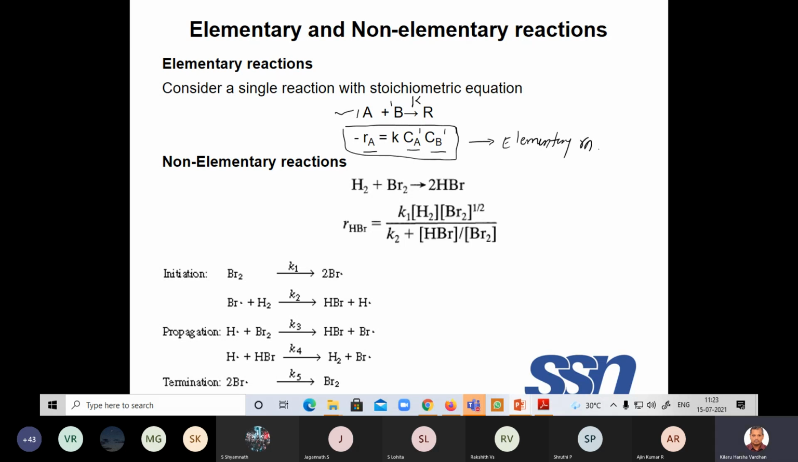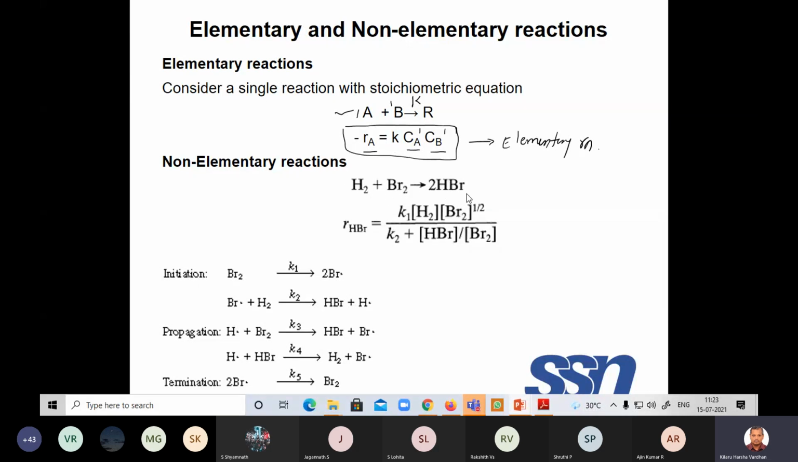A lot of reactions are non-elementary. We cannot tell the order just by looking at this particular expression. You have to do some experiment to find out the order. Only from the experimental results will we find out the order. But if the reaction is an elementary reaction, we can find out the order just by looking at the coefficients. So this is one example of a non-elementary reaction.